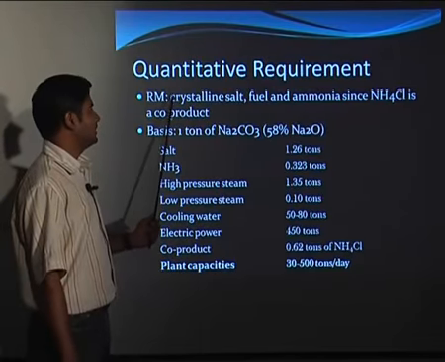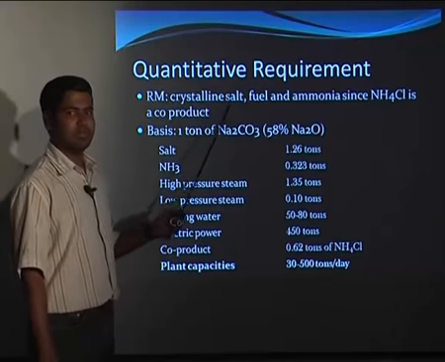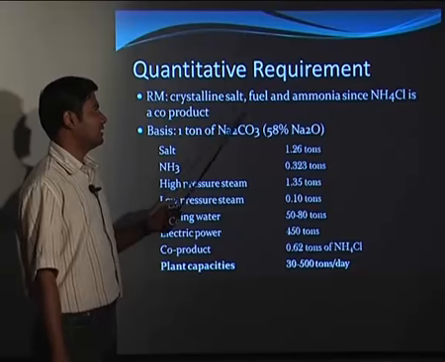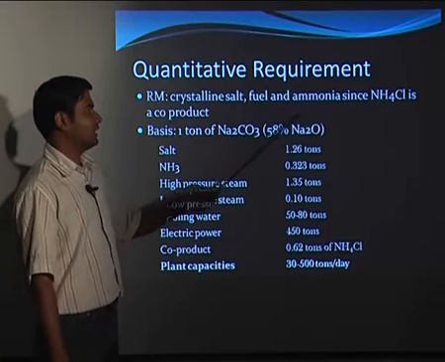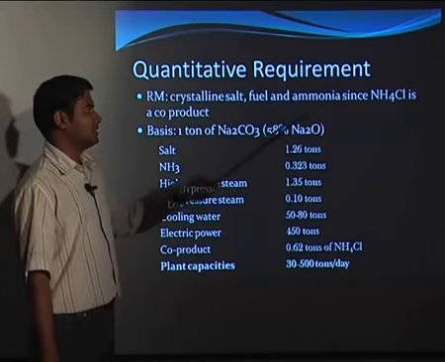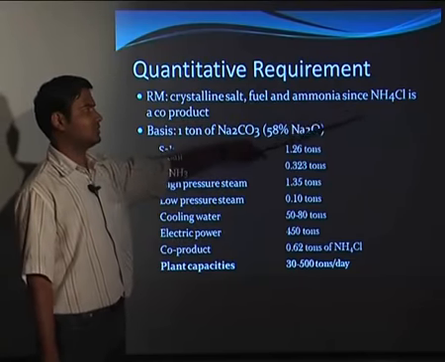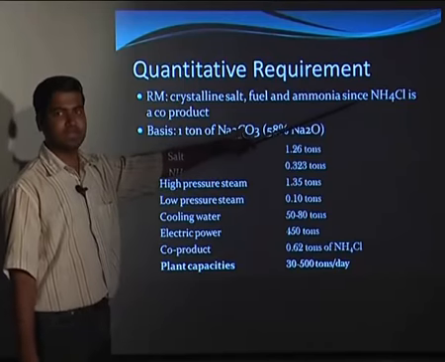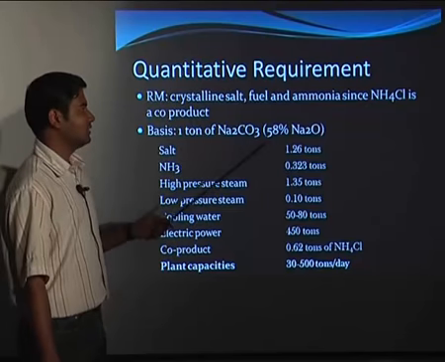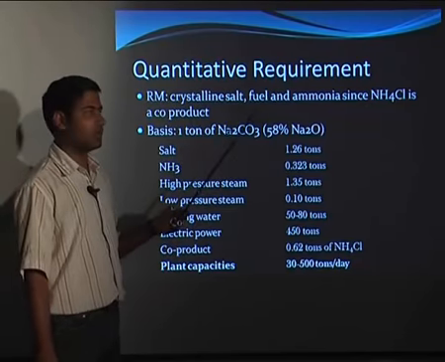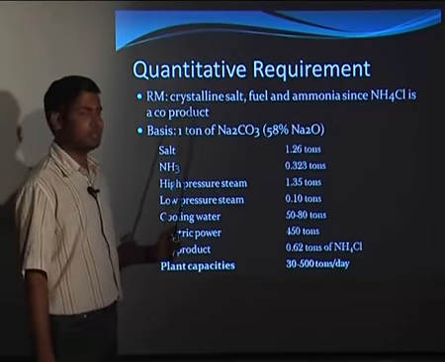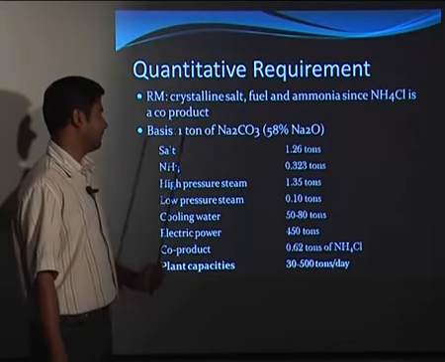Here the raw material will be either brine solution of higher concentration, or a crystalline salt. Then we have the fuel for burning and the ammonia, since NH4Cl is a co-product. Earlier it was ammonia, now we are using NH4Cl, so that ammonia is converted into NH4Cl in the reactions, and that can be recovered as the co-product. Earlier the ammonia recovery was the major engineering problem. Here the ammonium chloride that we are recovering as a co-product also has economic value.